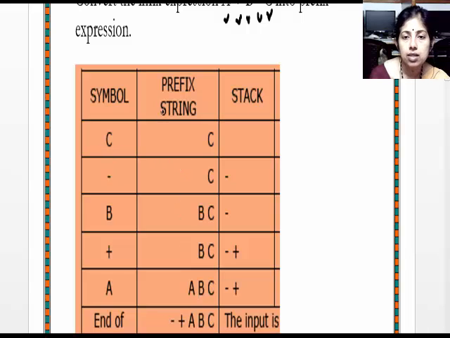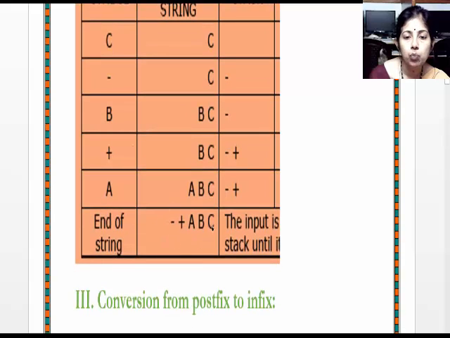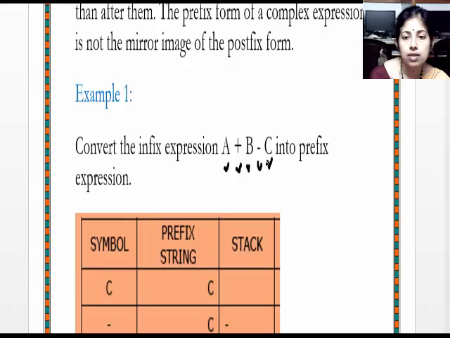And the symbols in the prefix expression are completed. So pop all the operators one by one and copy them down in the prefix string before the operands. You place the operators before the operands. So plus is placed, and then minus is popped and placed here. So this is the output, that is the prefix form for the given infix expression a plus b minus c.